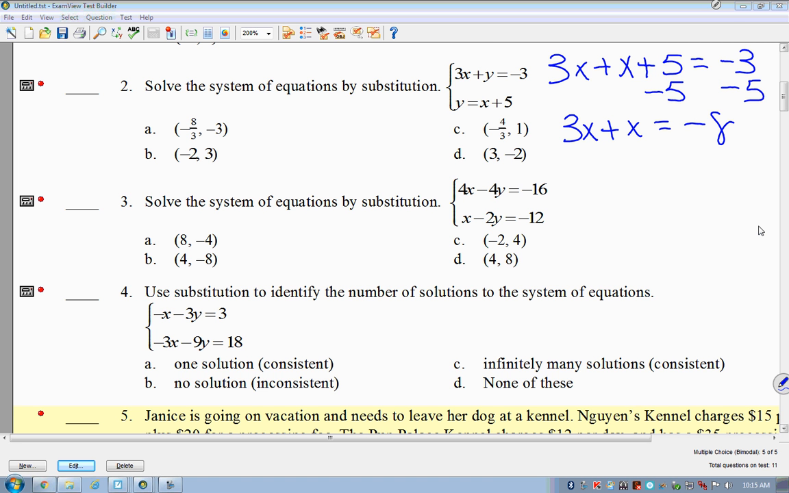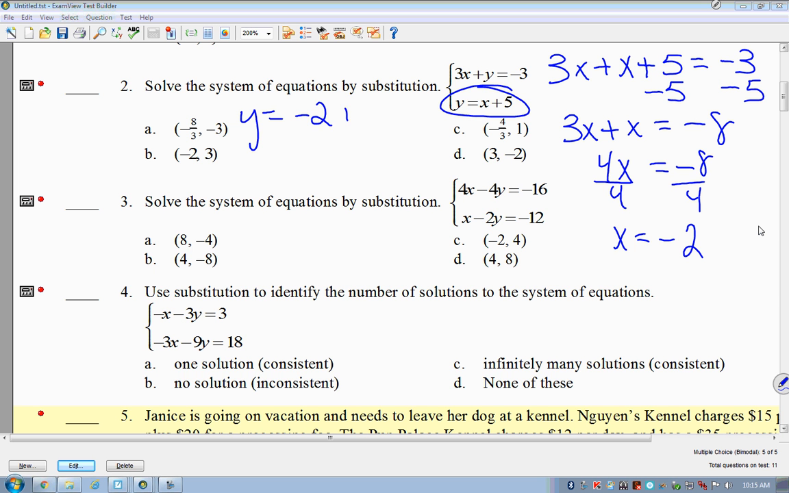How many x's do I have? I've got 4x equals negative 8. Divide by 4. X equals negative 2. Now that I've got x equals negative 2, I plug it into this equation here. So y equals negative 2 plus 5. So y equals 3. Now I'm going to put it in as a coordinate pair. What number goes on the left? Negative 2 and 3. So I should get B as an answer.